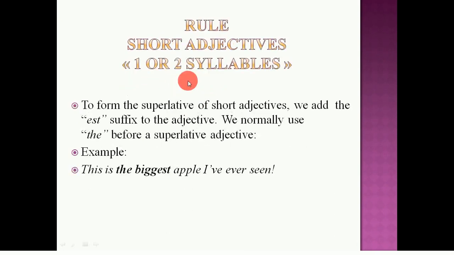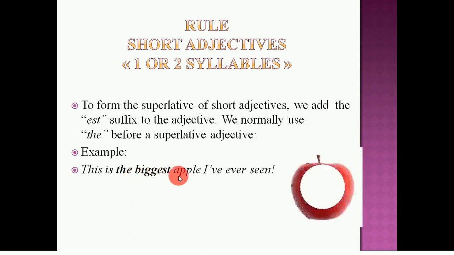اوكي، دركا نروحوا rule number 1. القاعدة الأولى: كيفاش نديروا how to form superlative form of short adjectives اللي هما فيهم one or two syllables. To form the superlative of short adjectives we add the suffix est to the adjective. And we normally use the before the superlative adjective. ونزيدو له the.